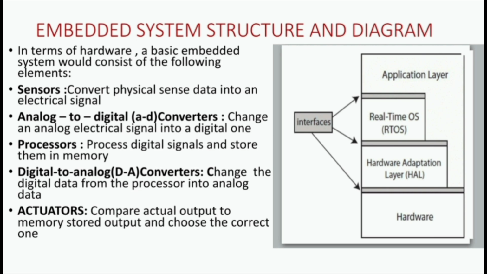Now, the embedded system structure and diagram. In terms of hardware, a basic embedded system would consist of the following elements: sensors, which convert physical sense data into an electrical signal; analog to digital converters, which change an analog electrical signal into a digital one; processors, which process digital signals and store them in memory; digital to analog converters, which change the digital data from the processor into analog data; and the last one is actuators, which compare actual output to memory stored output and choose the correct one.